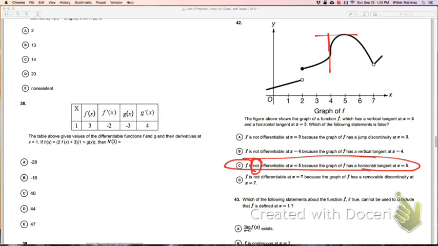because it is differentiable. Last but not least, f is not differentiable at 7 because the graph has a removable discontinuity. That's also a true statement. If it's not continuous, it's not differentiable.